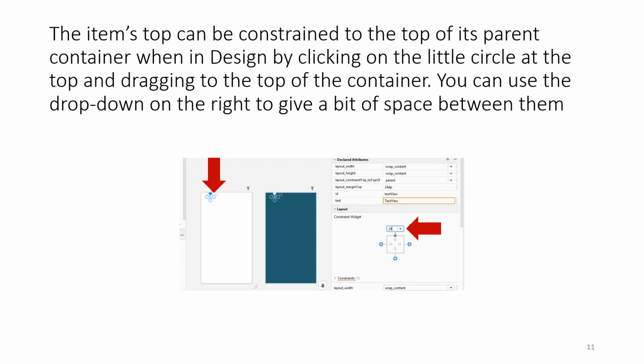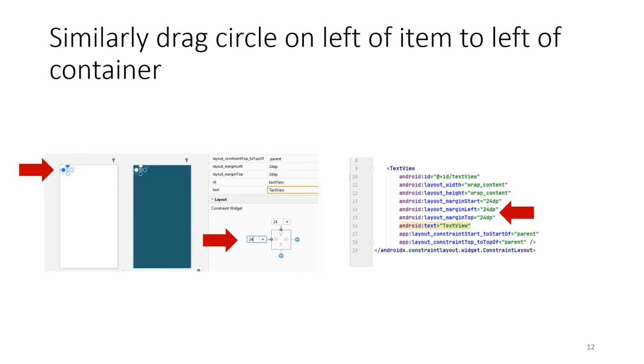And then on the constraint widget, seen over on the right, I can use that drop down list and give it some number if I don't want it to be exactly at the top, but I want a little bit of space before the top, some kind of margin. Similarly, I'm going to drag a circle on the left over to the left of the container and also give it a little bit of spacing. Again, they don't have to both be 24. That was just some decision on my part.